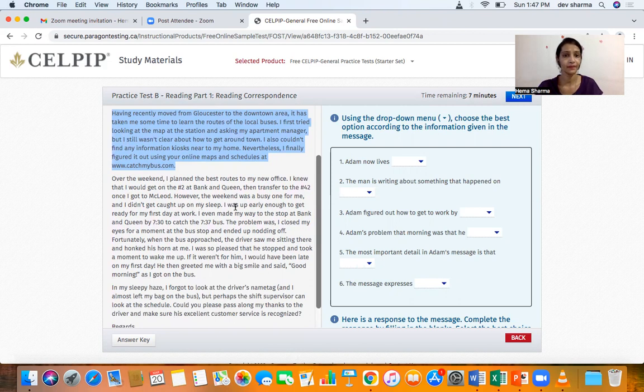Over the weekend, I planned the best routes to my new office. So he's planning when? Over the weekend. That means Saturday, Sunday. I knew that I would get on the number 2 at Bank and Queen. So here he's talking about the bus number. Bus number 2 at, I told you, proper noun, Bank and Queen. So you need to write that down as well, that he has planned to take number 2 at Bank and Queen. Names of places and people, very important. Then transfer to the number 42 once I got to MacLeod. So once he reaches MacLeod, then he will take number 42.